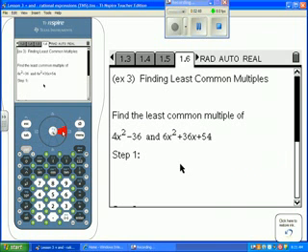Finding least common multiples. Find the least common multiple of 4x squared minus 36 and 4x squared plus 36x plus 54. What do you think we have to do? We have to factor. Who said that? You said it? Very good. We have to factor. So our step 1, right down here, we're going to write in the step. Factor. Factor completely.